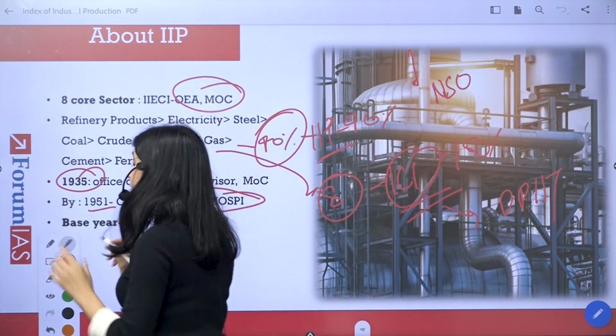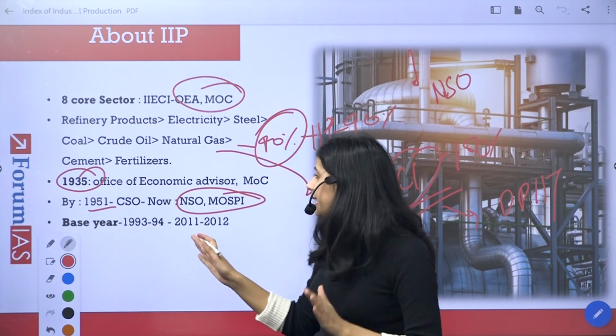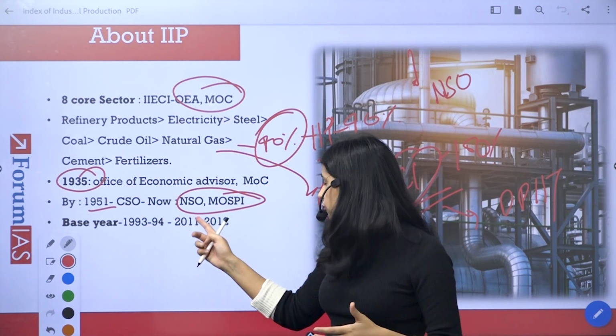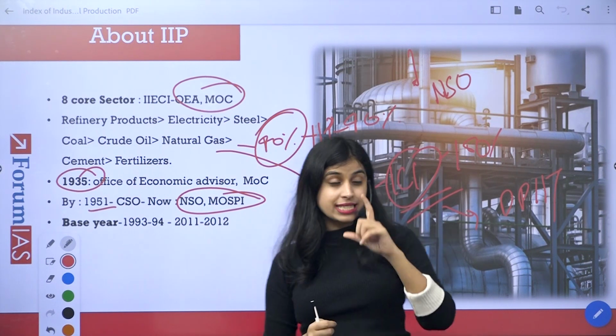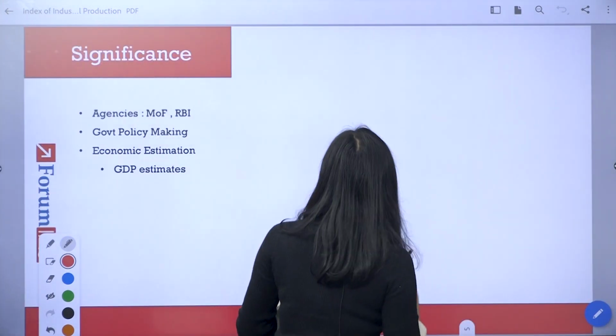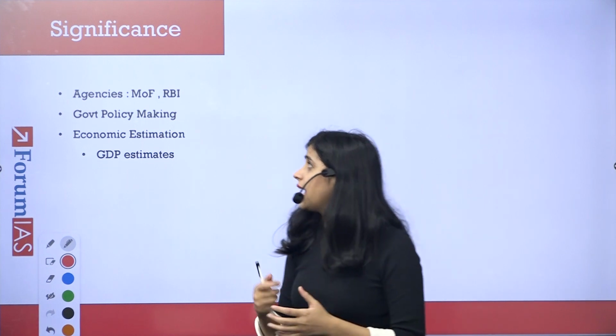One more technical term you'll remember here: the base year. The base year for IIP was 1993-94 a few years ago. However, this was recently changed to 2011-12. So this is the base year for the IIP. This was understanding the technicalities of the IIP and the ICI.